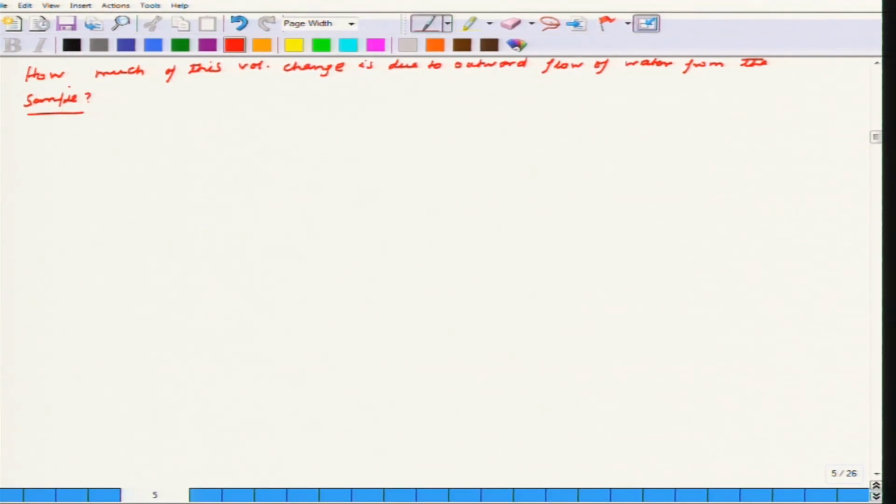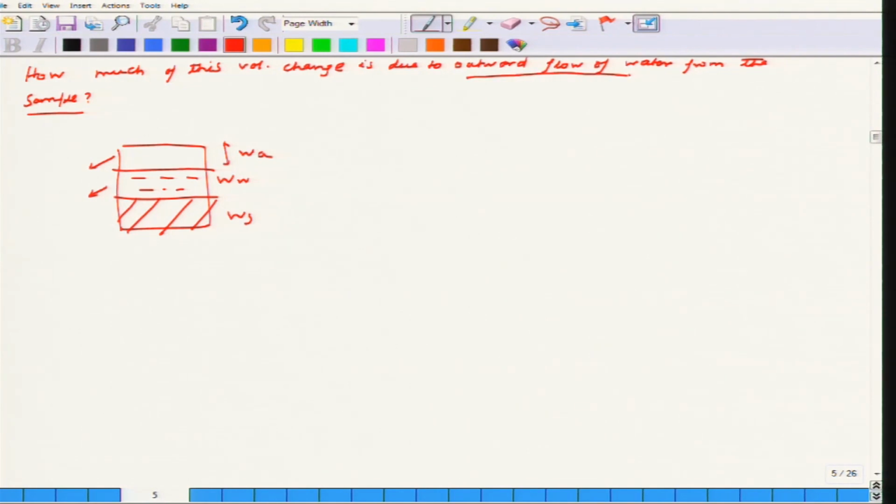Now keep in mind that initially when you started with the sample, it consisted of air, water and the soil solids. So this is the soil solids, this is the water and this is the air. During isotropic compression it may happen that all the air is removed and some amount of water is removed, or only the air is removed, but nothing will happen to the soil solids. In this case it is said in the question that some amount of water has been removed. That is why they have mentioned the outward flow of water.